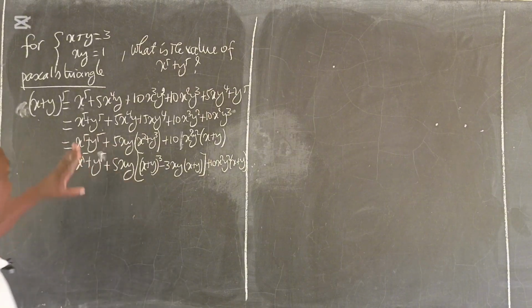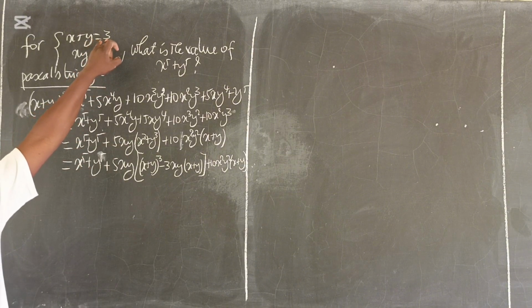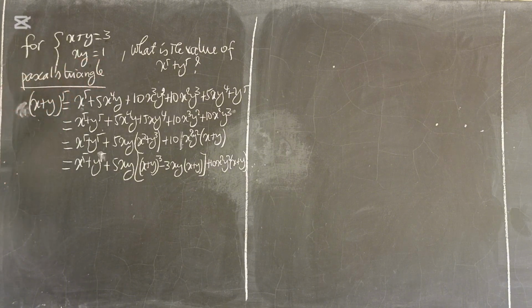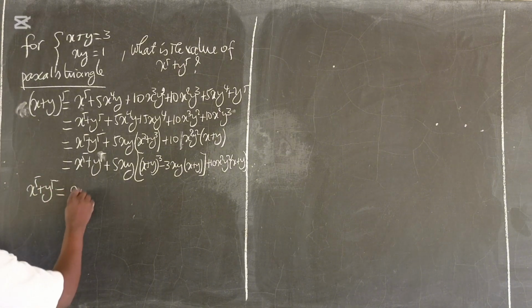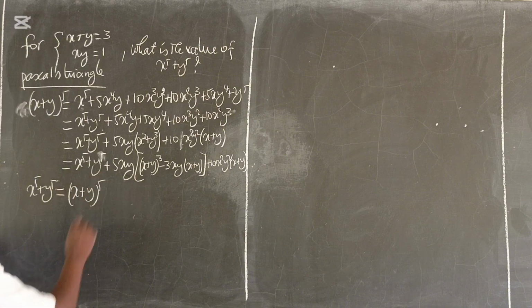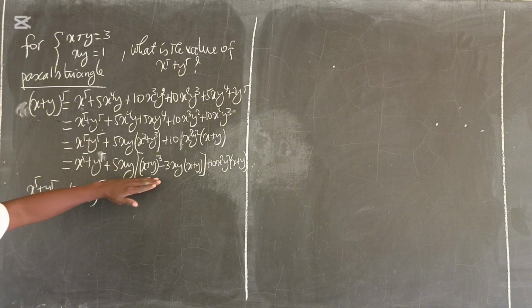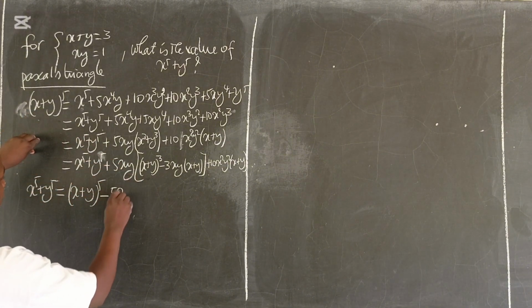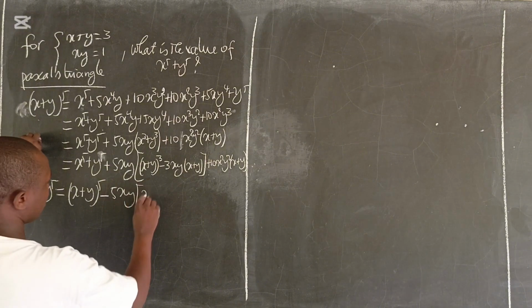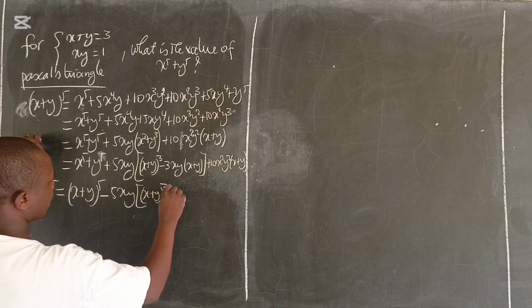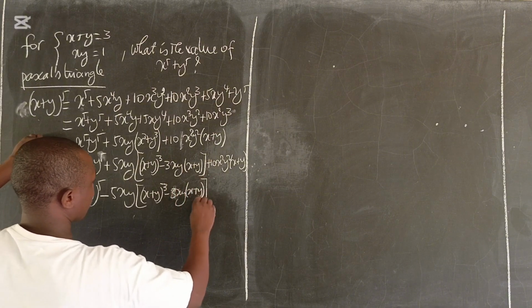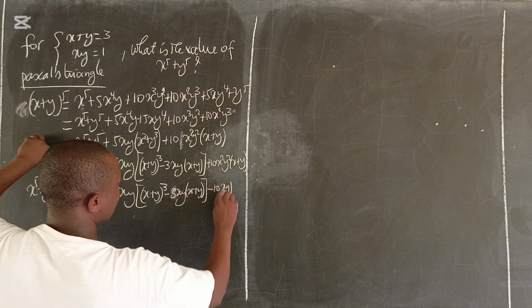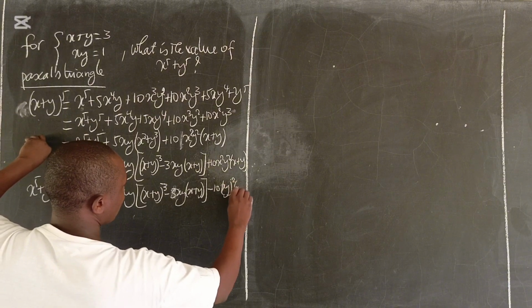We know x plus y is 3 and xy is 1. That's why x power 5 plus y power 5 will be equal to (x plus y) power 5, which is this. Take this here, we'll negate 5xy into (x plus y) power 3 minus 3xy into (x plus y), minus 10 (xy) power 2 into (x plus y).